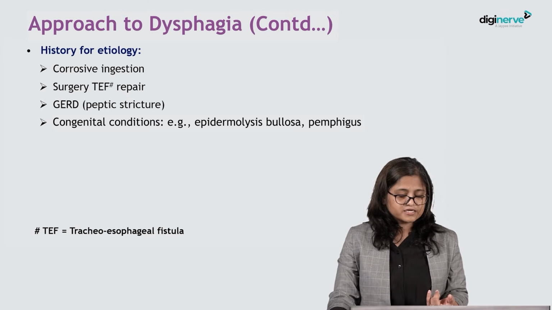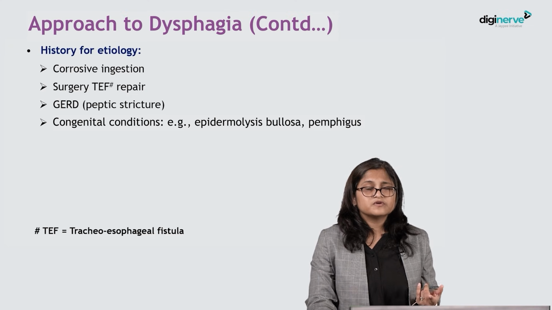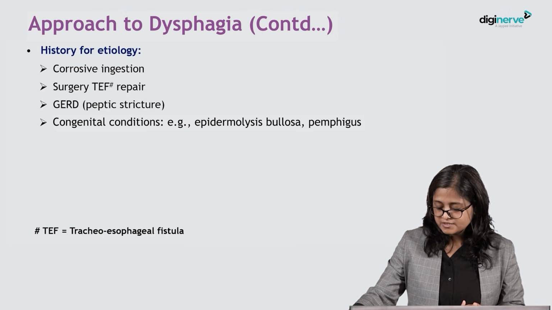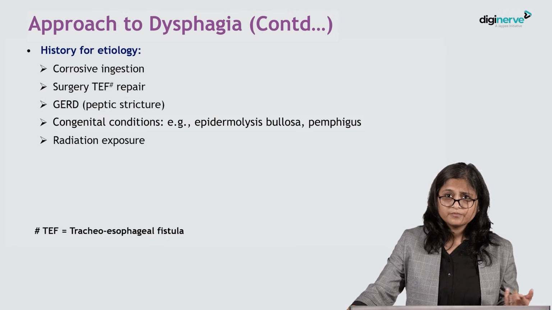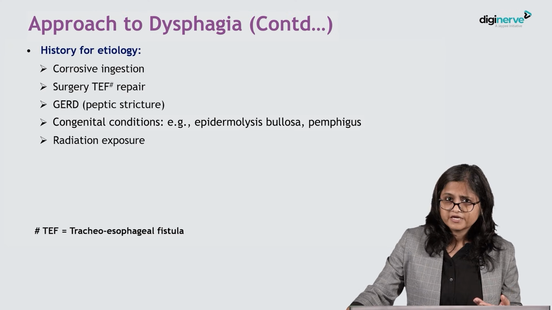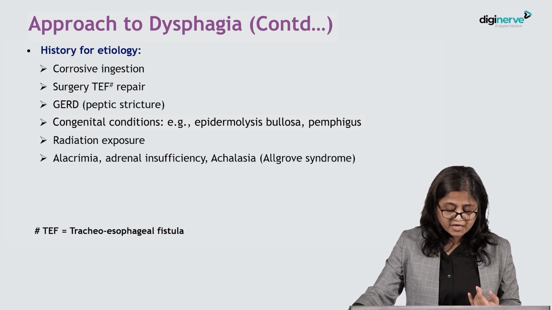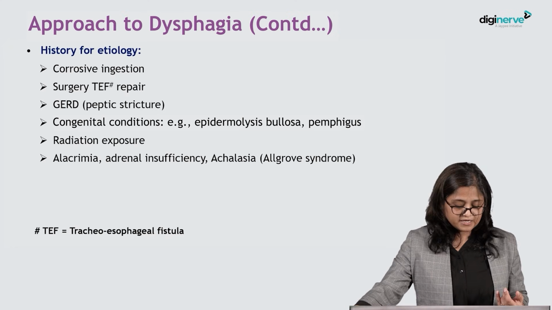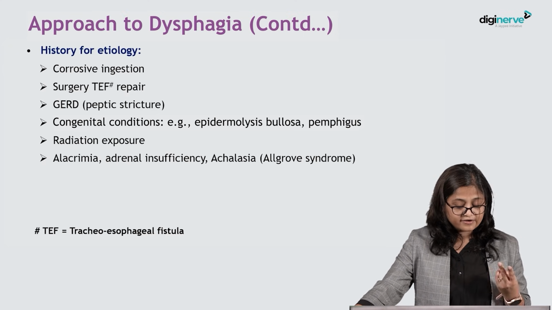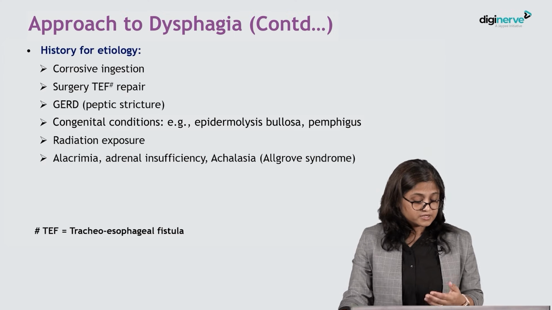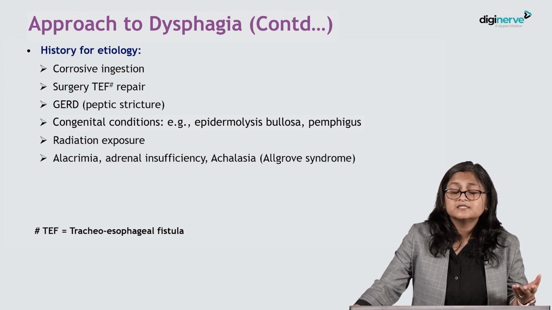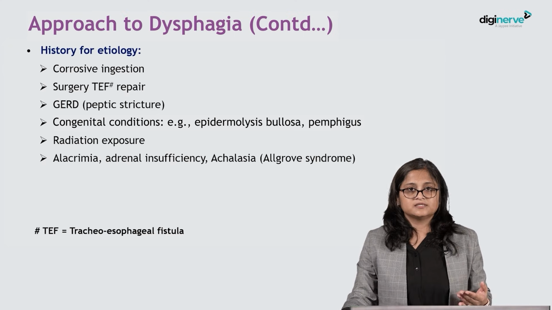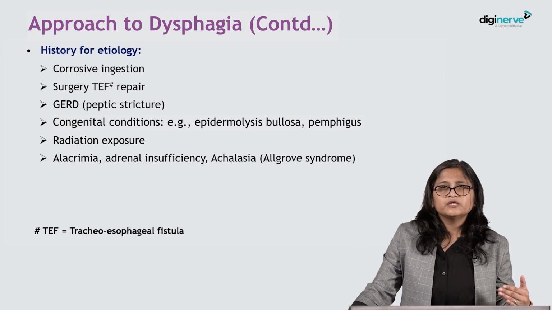There are certain congenital conditions which might be associated with lesions in the esophagus which will give rise to stricture. These are, for example, epidermolysis bullosa and pemphigus. Prolonged radiation exposure may cause esophagitis and later on lead to esophageal strictures. Some syndromes are also associated with it, for example, Allgrove syndrome, the triple A syndrome, that consists of alacrimia, adrenal insufficiency and achalasia. So we have to ask whether the baby has tears or not, or whether he goes into shock or crisis during any illness.